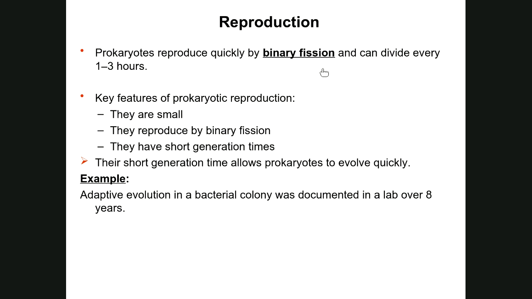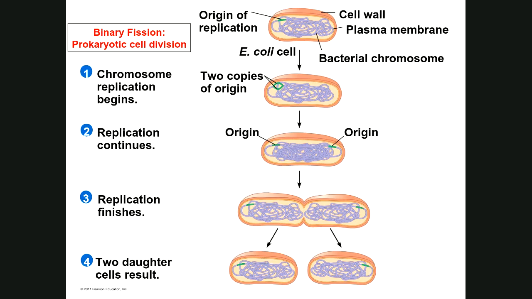Now, when it comes to prokaryotic cell division, prokaryotes divide very fast. We call the process binary fission. When binary fission occurs, it should be reviewed: it's prokaryotic cell division.